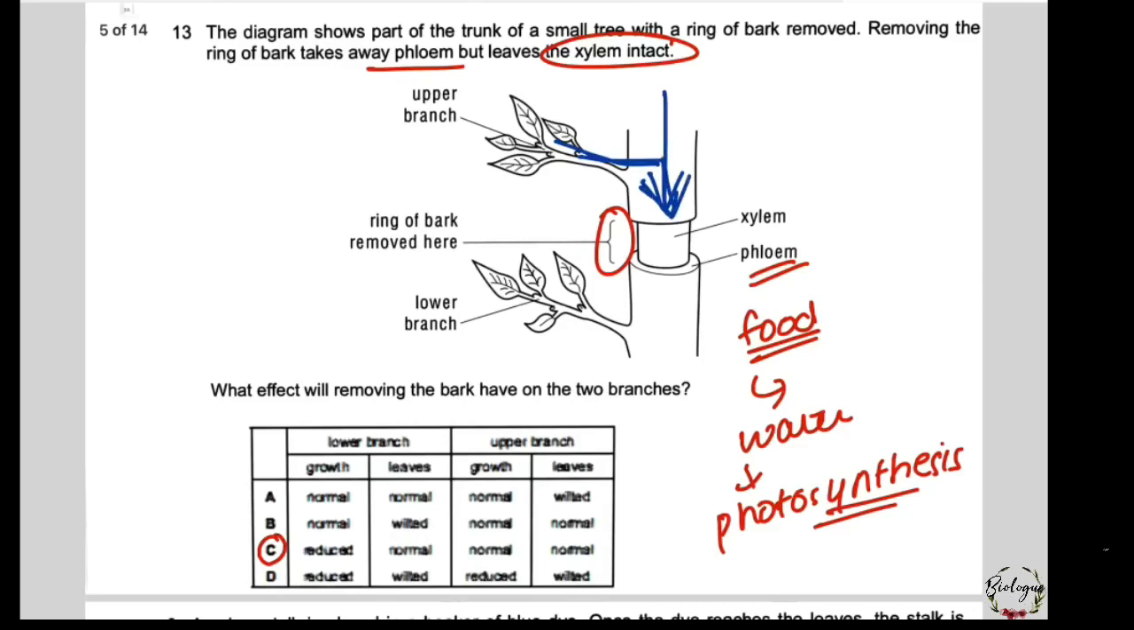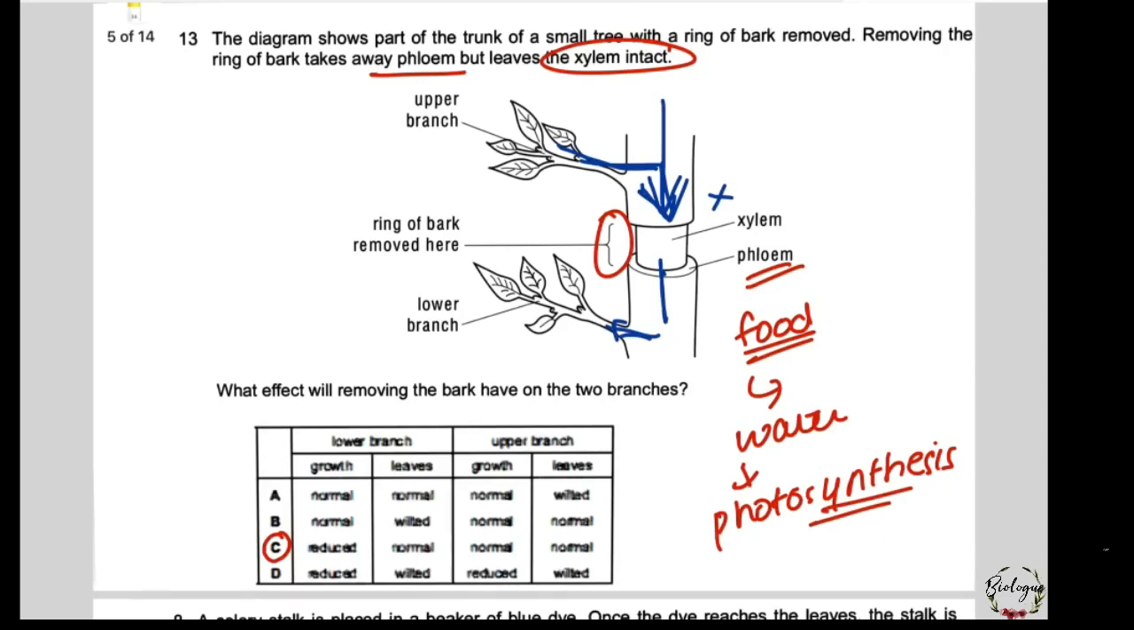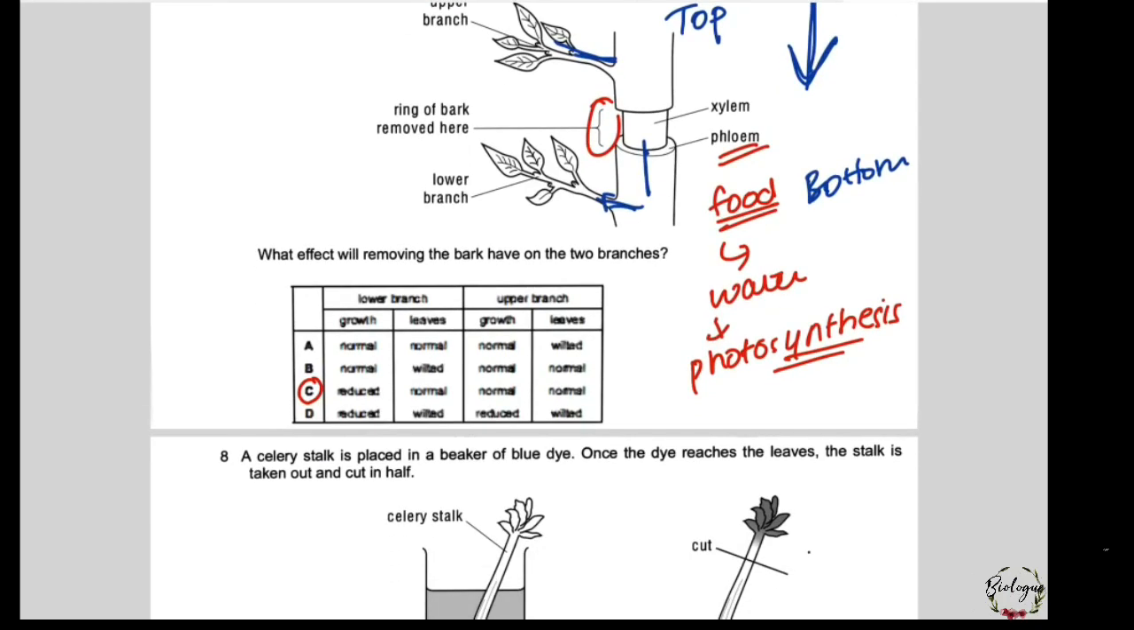Assuming that the food is being transported from the leaf, this portion will not be affected, but because this bark region is removed over here, the lower portion will be most affected. The growth will be reduced because of lack of food, but the leaves will remain normal because they are able to produce their own food via photosynthesis. These two will remain normal because the food is moving from the region at the top to the region at the bottom, in the downward direction via the phloem. So the answer will be C.